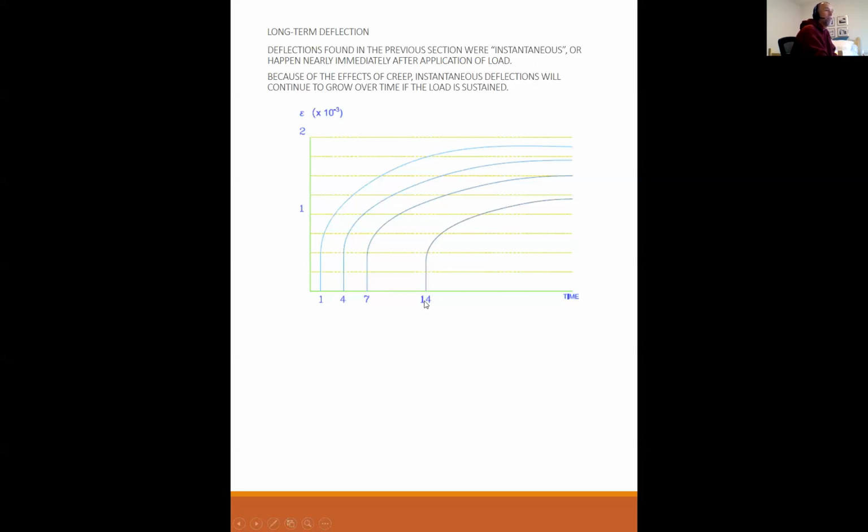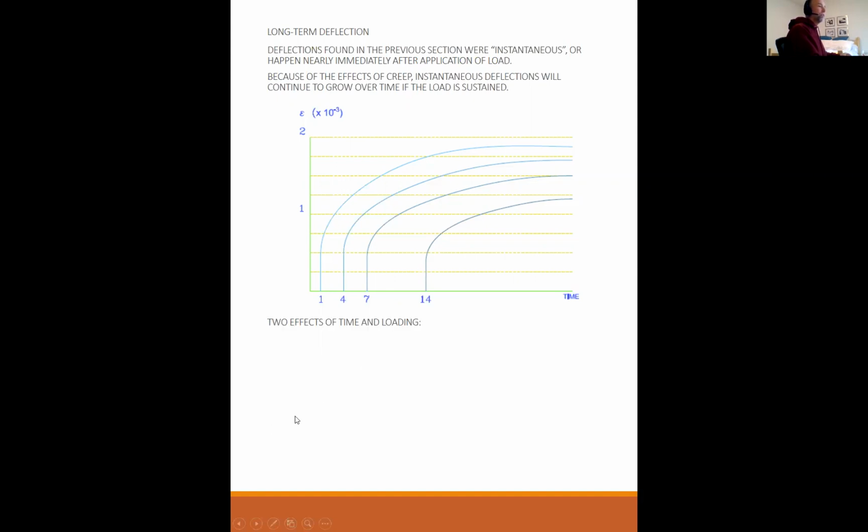If I apply the load at day 14, the effect is roughly half of the total deflection that I got from loading it at day 1. So this is just an illustration of the effects of creep. The longer you can wait to load the structure, the less severe this long-term effect is going to be.